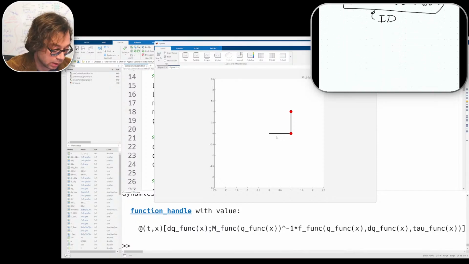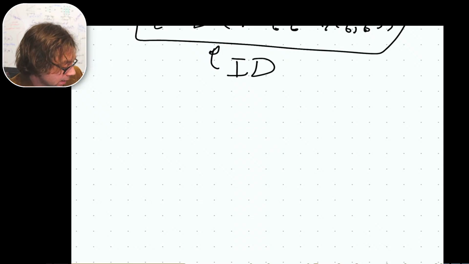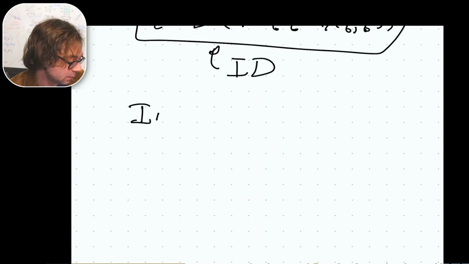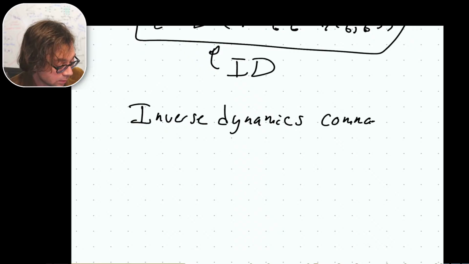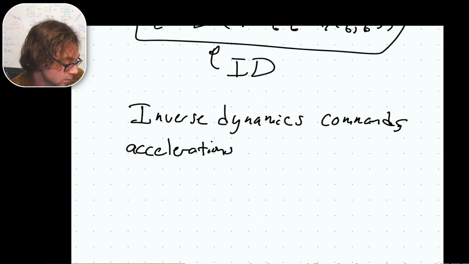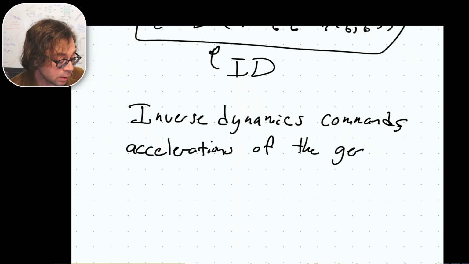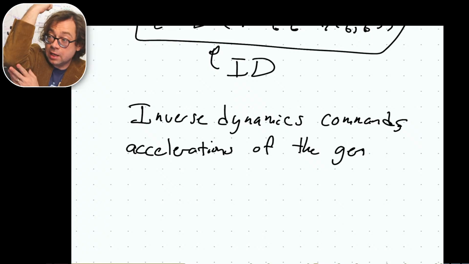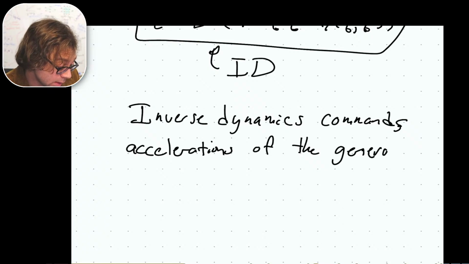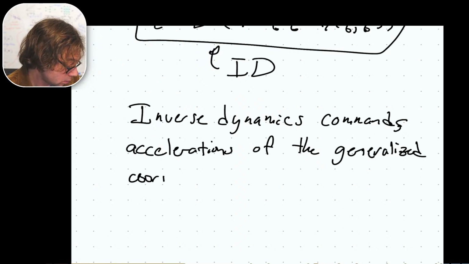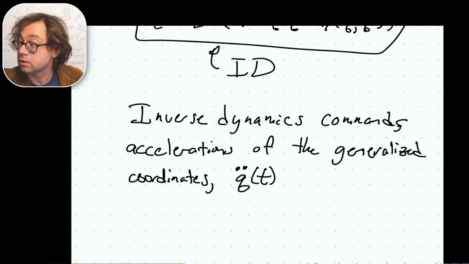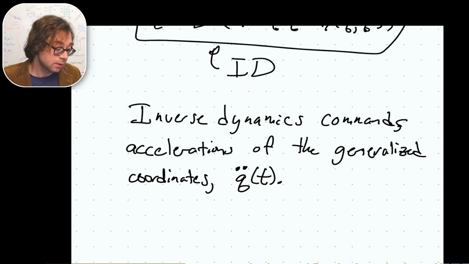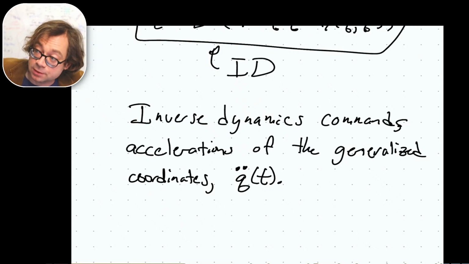So let's go back to that. Inverse dynamics, this is just a continuation of the notes from last time. Inverse dynamics commands accelerations of the generalized coordinates. Those are our degrees of freedom. In this case, we have the shoulder and the elbow, those 2 degrees of freedom, those generalized coordinates. And that's the second derivative of q, so q double dot with respect to time. That's what it does, and it gives us the torques out.